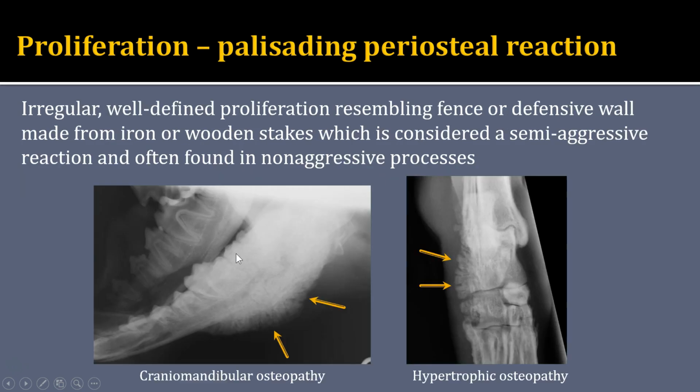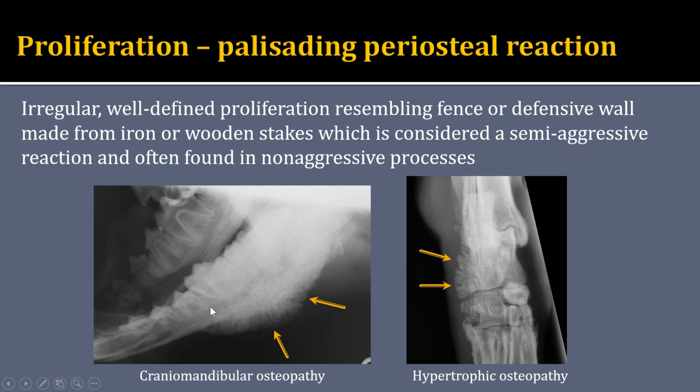A more common periosteal reaction we might encounter is the palisading periosteal reaction. This is irregular, well-defined proliferation that resembles the top of a fence or defensive wall made from iron or wooden stakes. So that's where it takes its name, the palisades. And this is also considered a semi-aggressive reaction, but it is most often found in non-aggressive processes.